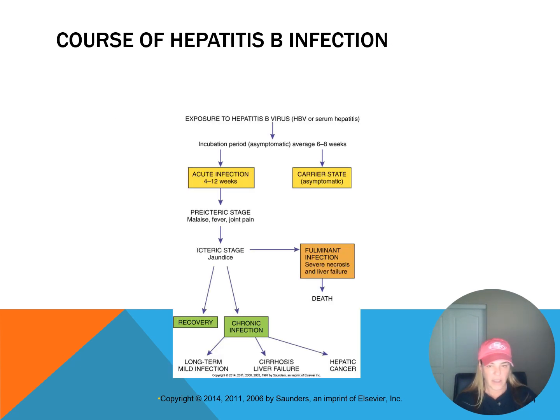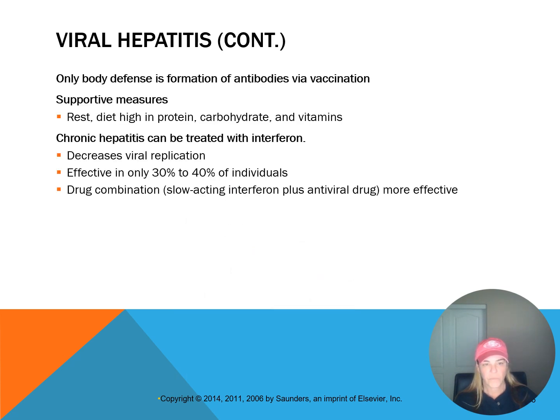So this is just an illustration of a hepatitis B infection. Of course, we're going to continue with viral hepatitis, supportive measures, resting, diet high in protein, low in fats, carbohydrates, and vitamins. You can also use interferon, which will decrease your viral replication, but it's not very effective. A lot of times you'll have a drug combination, an antiviral and interferon in combination, that will be more effective than just one.